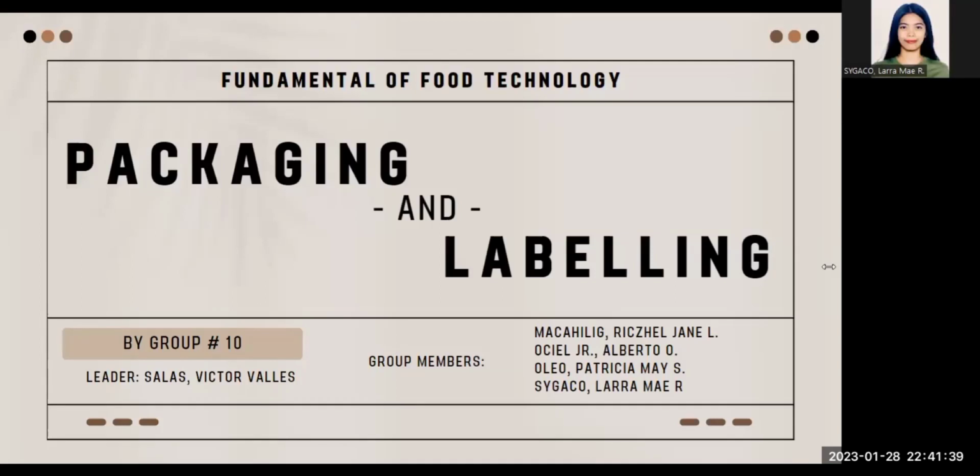We are Group 10 and we're going to report about packaging and labeling. Our leader is Salas Victor Valles and the group members are Makahilig, Rizal Jane, Osho Jr., Alberto, Oleo Patricia May, and Segaco Lara May.